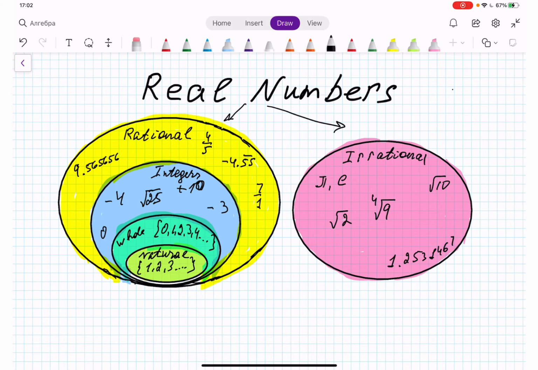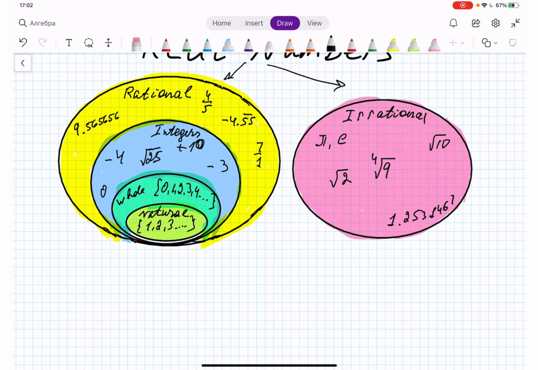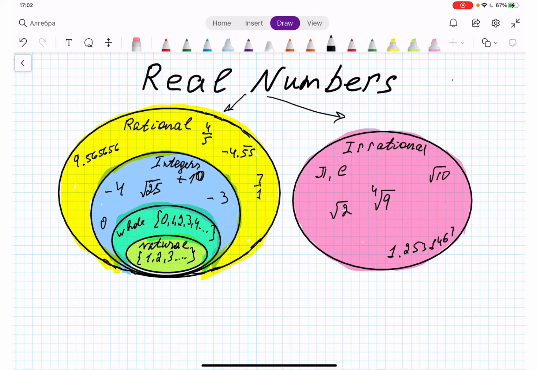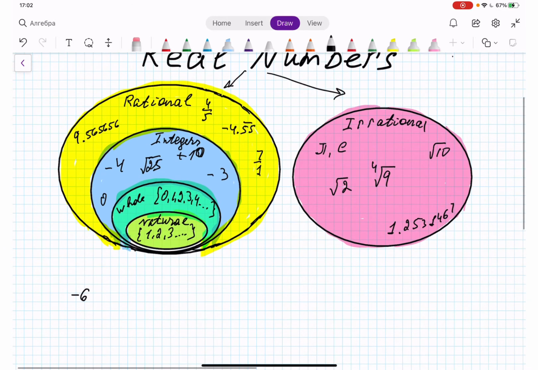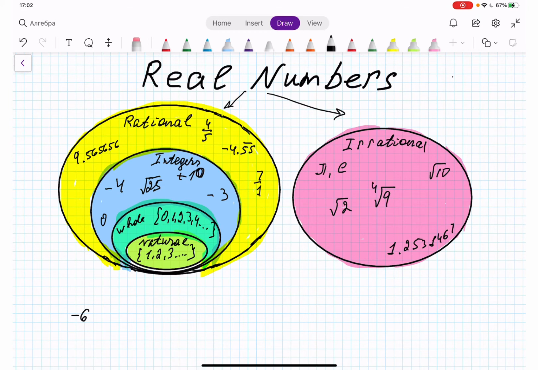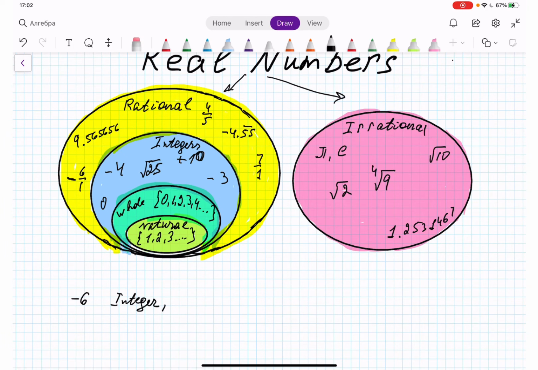All right, once we have this classification, let's classify some numbers. We have, let's say, -6. So what can we say about -6? Is -6 an integer? We are checking. Yes, -6 is an integer. Next, is -6 rational? Yes, because I can represent it as -6/1, as a fraction. So yes, rational.